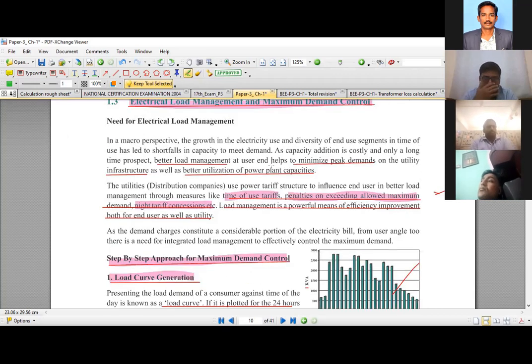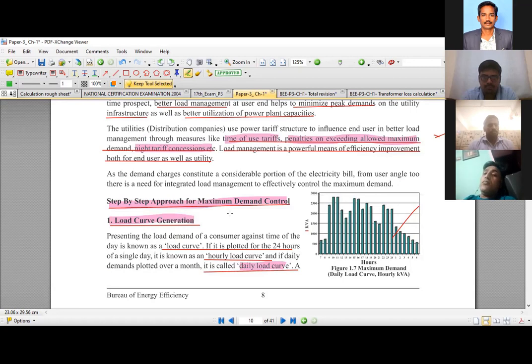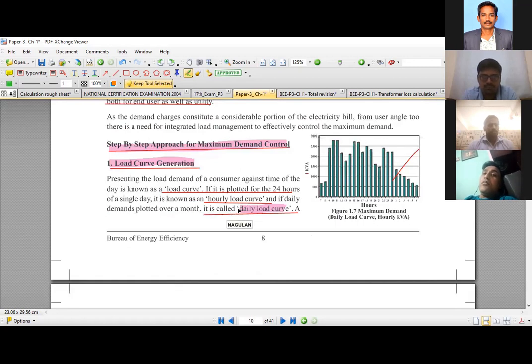Load management, mainly important: they will reduce the tariff, reduce penalty, reduce maximum demand, and they improve the system. Incentives they will get. What is the step by step process? This is very important, 5 mark. You only have to write these 5 points.